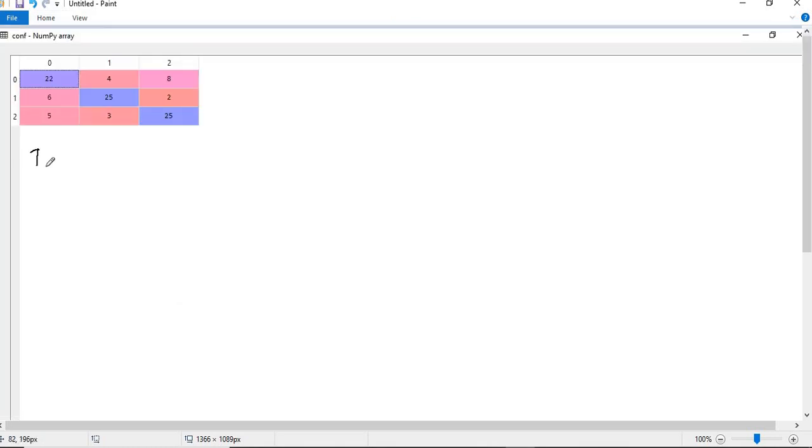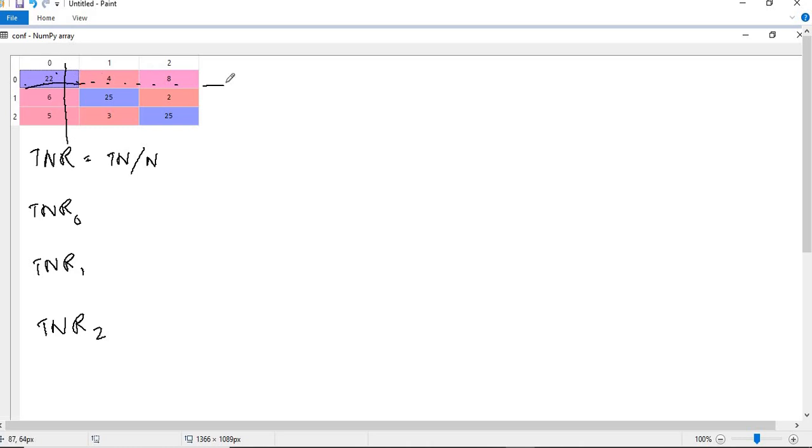Okay, so the formula for true negative rate is true negative divided by total negative. So I'll calculate the true negative rate of class 0, class 1, and class 2. For class 0, again I'll draw a vertical line and a horizontal line.